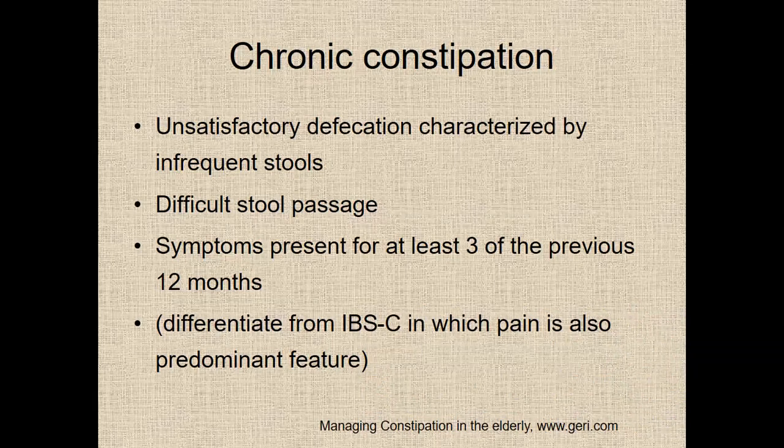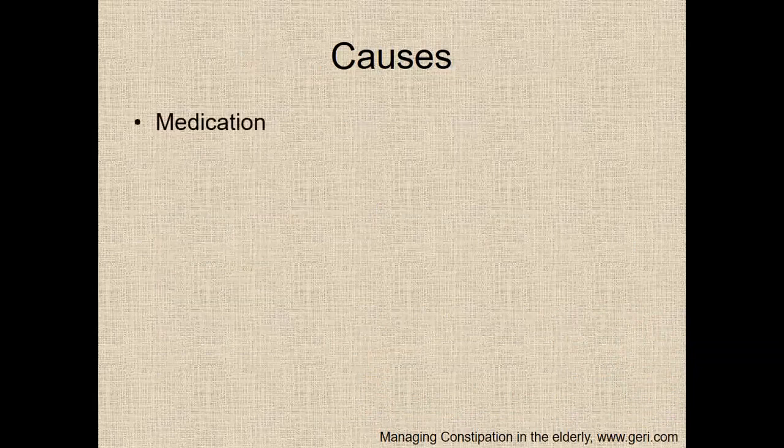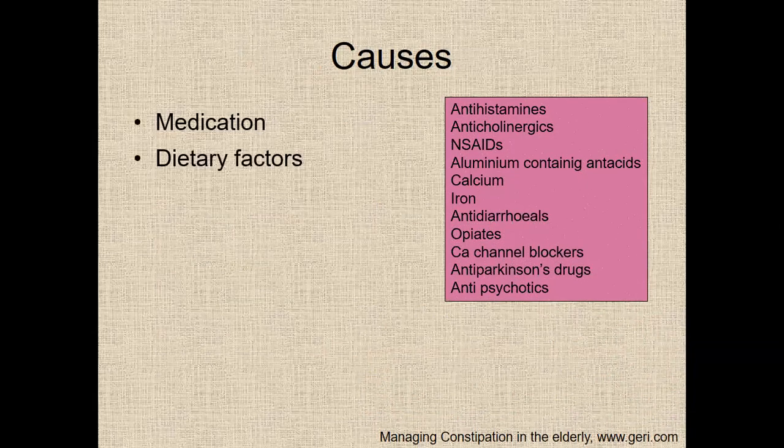The major issue that is going on with patients in the geriatric population is constipation. So they usually have difficulty in stool passage, with symptoms present for at least 3 of the 12 months, and it's very important. It's a very known problem. But what is important are the medications, the causes of constipation.